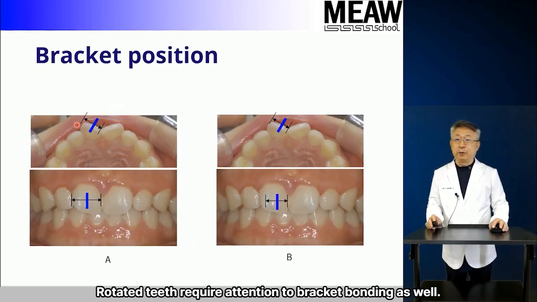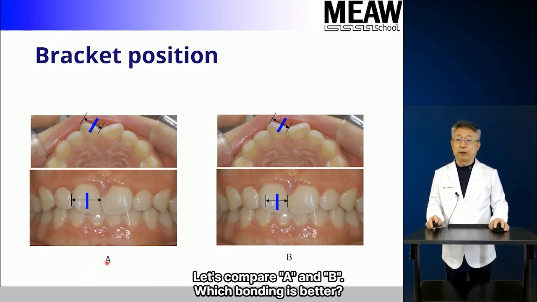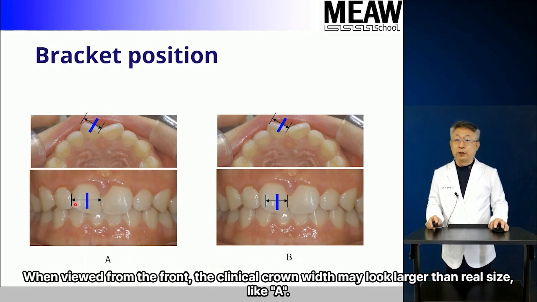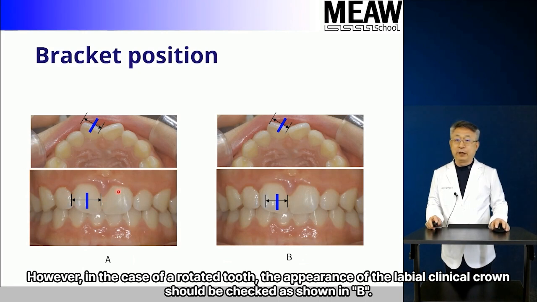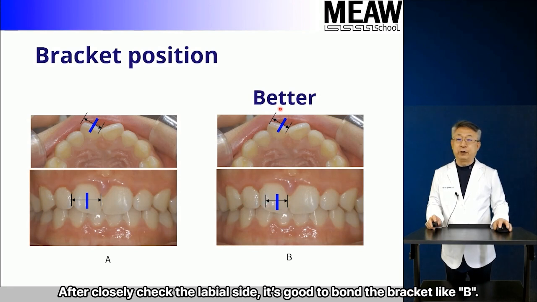Rotated teeth require attention to bracket bonding as well. Let's compare A and B. Which bonding is better? When viewed from the front, the clinical crown width may look larger than real size, like A. However, in the case of a rotated tooth, the appearance of the labial clinical crown should be checked as shown in B. After closely checking the labial side, it's good to bond the bracket like B.